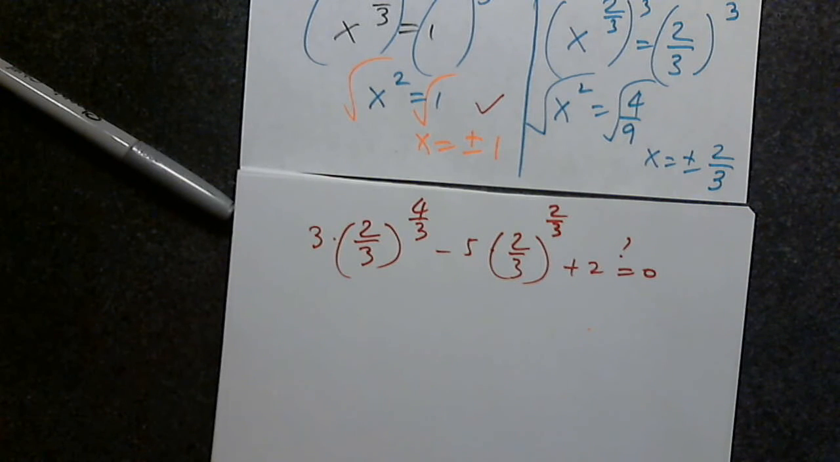Okay, the answer is not 0. I did it again in a different way just to make sure. The answer is not 0. Negative 0.06855 is not 0, so the positive and negative 2/3 do not work.